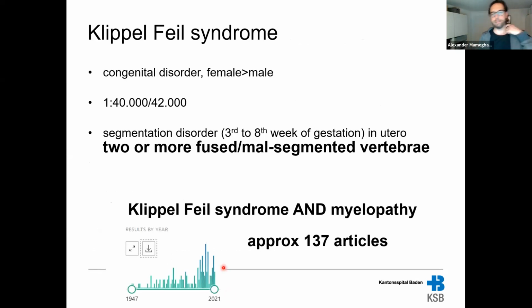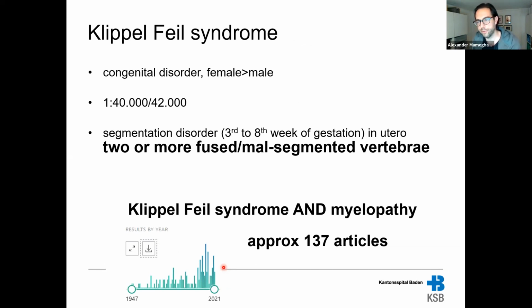And Klippel-Feil syndrome is rare. One in 40,000 newborns has it. The problem occurs maybe in the 3rd to 8th week of gestation. We have to know and remember embryology, and it's defined if 2 or more vertebrae are fused or malsegmented. And for Klippel-Feil syndrome and myelopathy, if you go to PubMed, you don't find lots of publications.